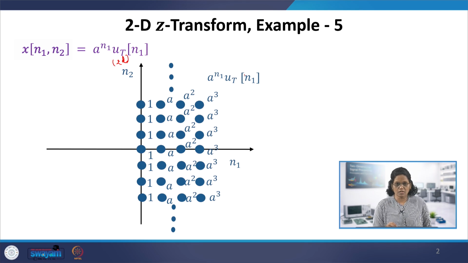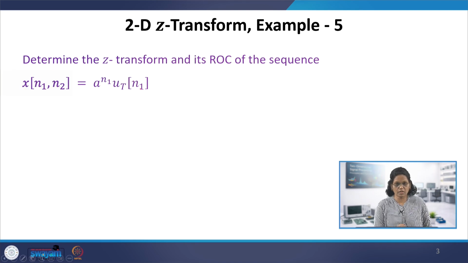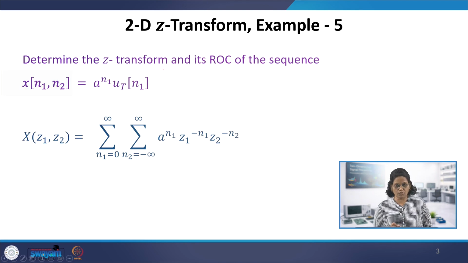So what is the Z transform of this sequence? It depends on only n1, the function of n1. So we can easily find the ROC and the Z transform of this sequence, whereas X of z1 comma z2, n1 is varying from 0 to infinity as the sequence is on the right hand side, and n2 takes minus infinity to plus infinity, both the values. So this is a to the power n1. So this is restricting the first summation to 0 to infinity. The second summation is from minus infinity to plus infinity, because n2 is varying in both the directions. So a to the power n1 is z1 to the power minus n1 and z2 to the power minus n2.